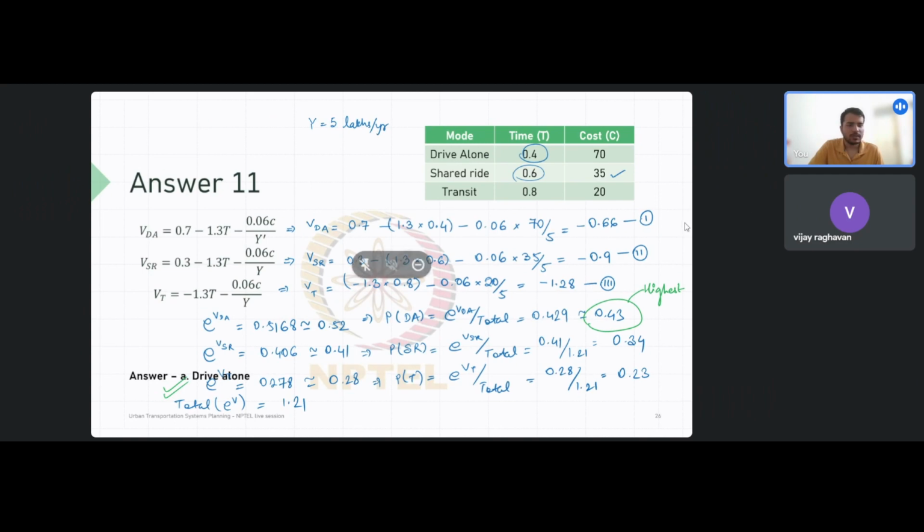We have not done anything difficult. So we had the equation for utility. We had the values in the table. We put the values. We got the utility. Then we found the exponent of utility. We added them. We got the total. And then we can divide that exponent by the total of the exponent to get the probability for each mode. Whichever is highest, we'll choose that.